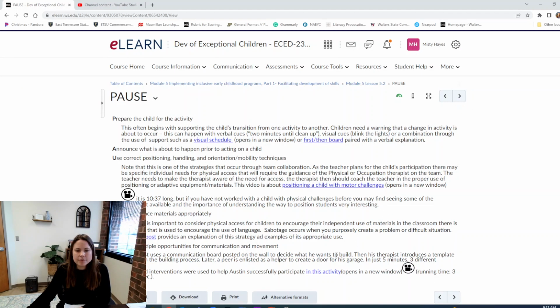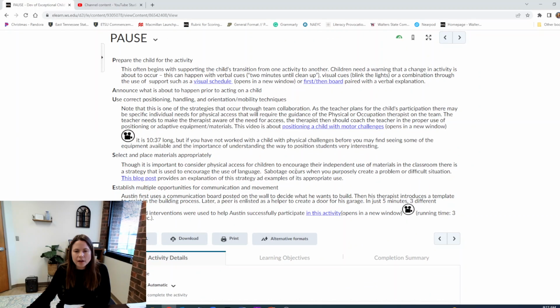Okay, so here's the first one listed, Pause. And I do have videos in here. I really like these videos because they allow you to see visual examples of this being implemented. We have an example of a visual schedule, and then we also have a blog post that talks about considering the physical access when we're talking about encouraging their independent use of those materials. So there's a lot of good information here that's going to help you.